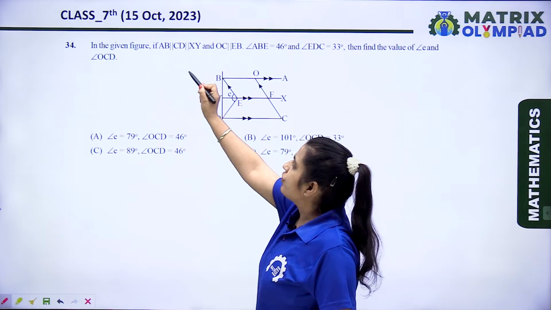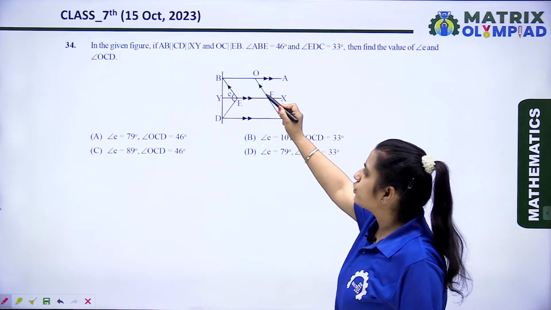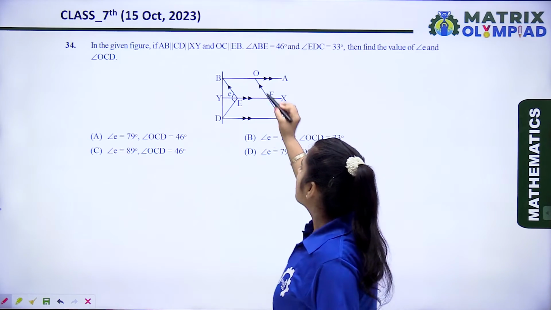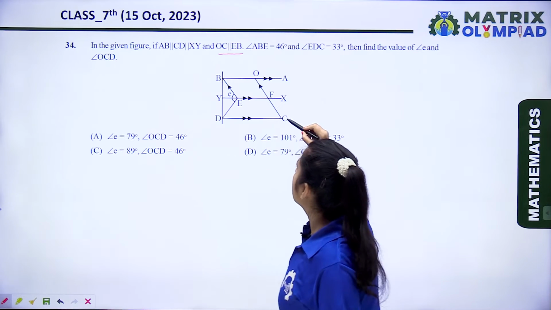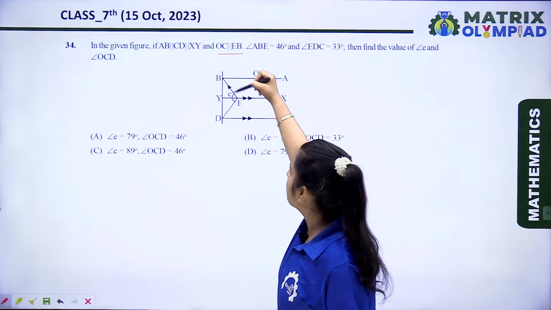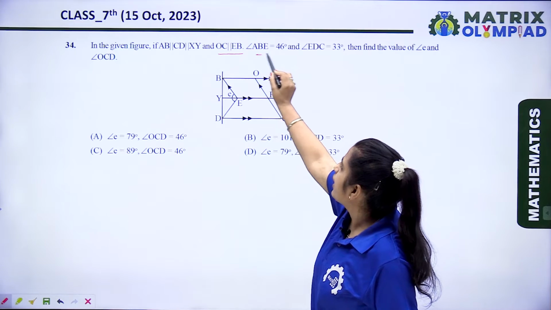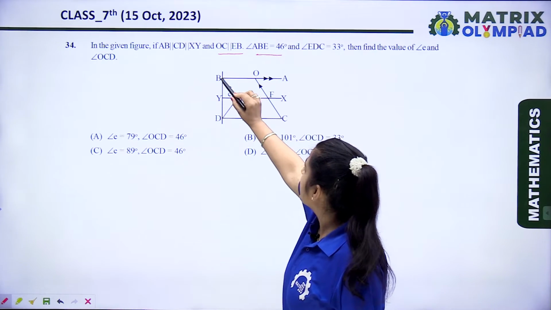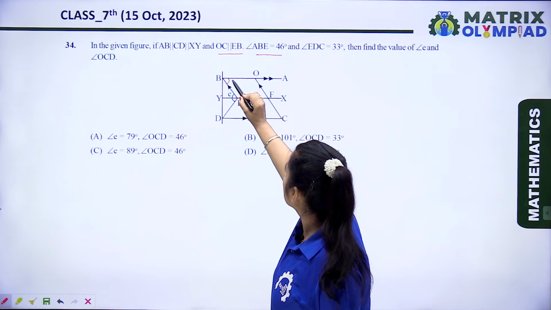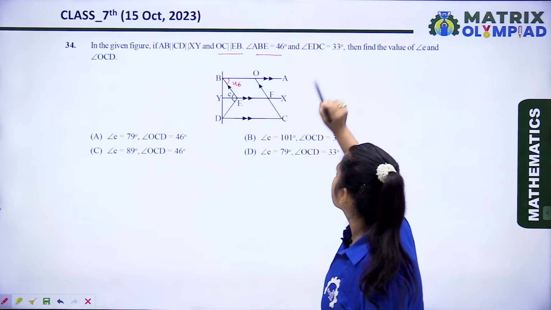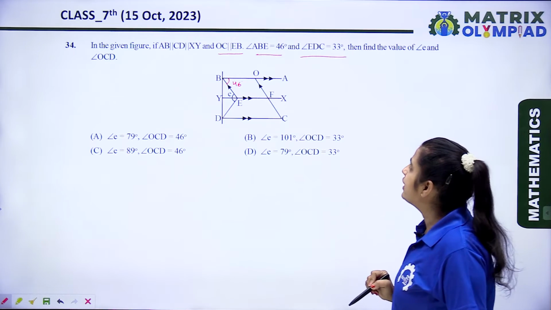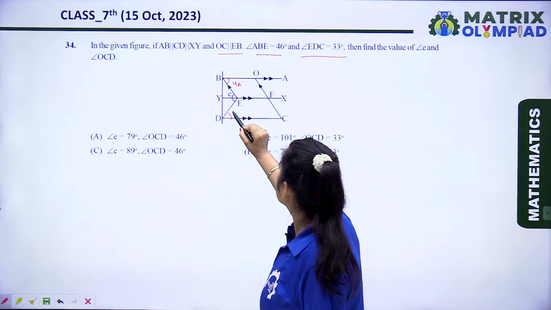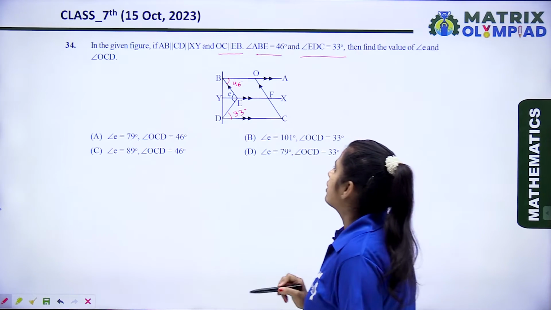In the given figure, if AB parallel to CD parallel to XY, यहाँ पे 3 lines हमें given हैं and these 3 lines are parallel to each other. Now the next line is OC parallel to EB. Here OC parallel to EB is also given to us. Next what we have, angle ABE is equal to 46 degree. So this angle is given to us. Angle EDC is equal to 33 degree. This is given to us.